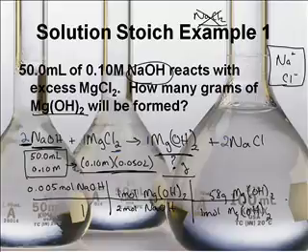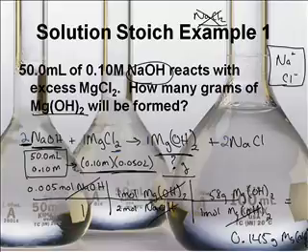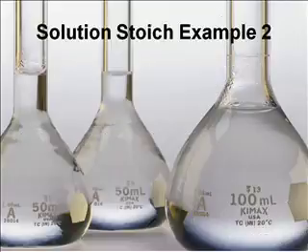Notice I have no naked numbers here, right? So the moles of NaOH cancels, the moles of the magnesium hydroxide cancels, and so I'm going to take my 0.005 number divided by 2 times the 58, and I get 0.145 grams of Mg(OH)2. And that's the answer. You see, the key is M times V equals moles.